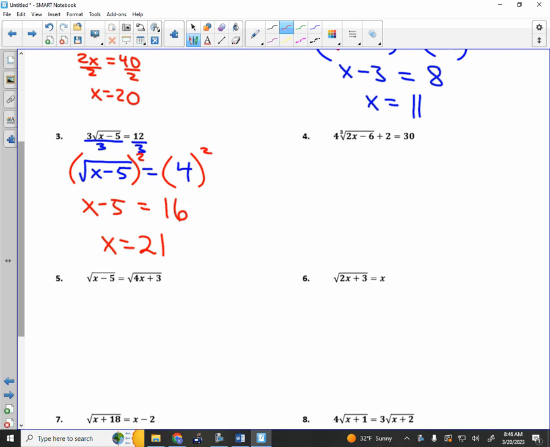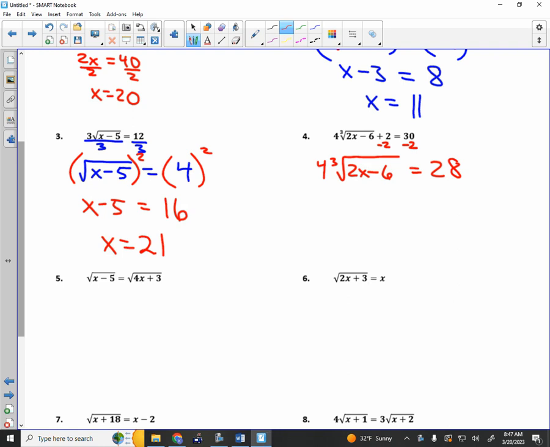Number 4 looks like kind of all these put together. I've got 3 steps I need to take here right away. What do you think the first step is? First thing I should do. Subtract the 2. I get 4 times the cubed root of 2x minus 6 is equal to 28.